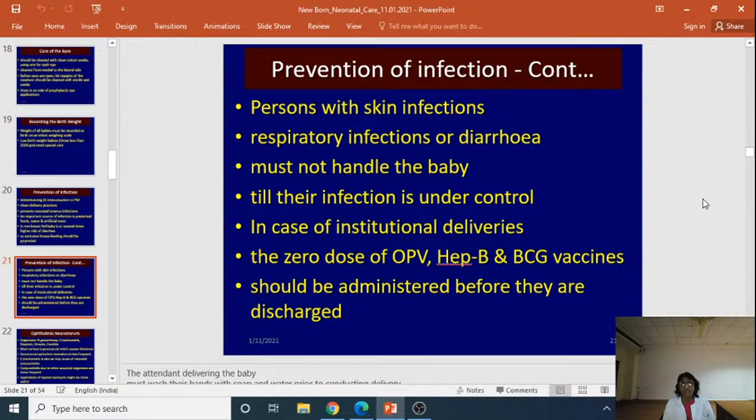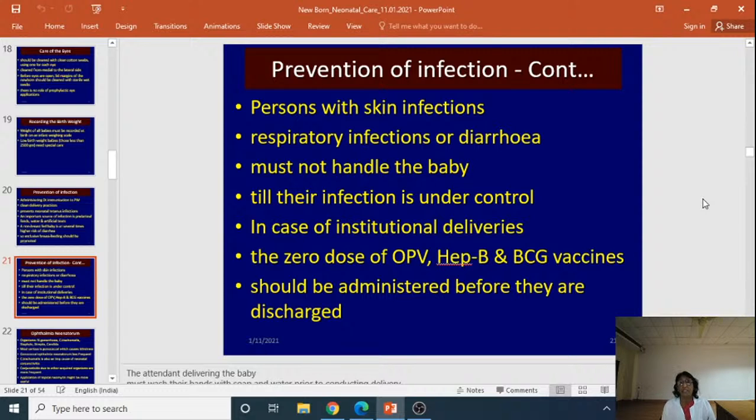Then persons with skin infections, and whoever handles the baby, who likes to take the baby, you have to ensure that they are not suffering from skin infections, respiratory tract infections or diarrhea. They should not handle the baby because their infection is transmitted to the newborn. That's why.